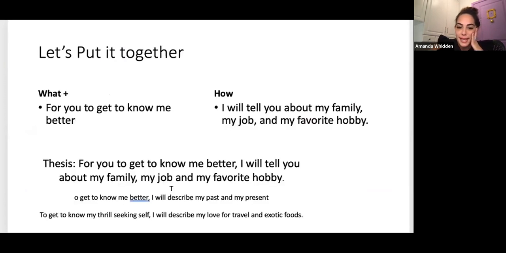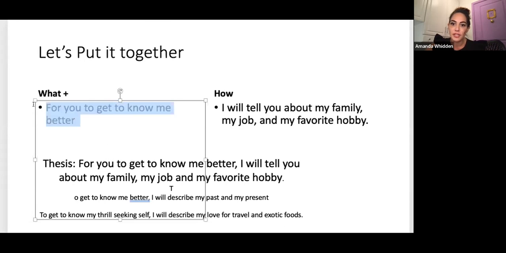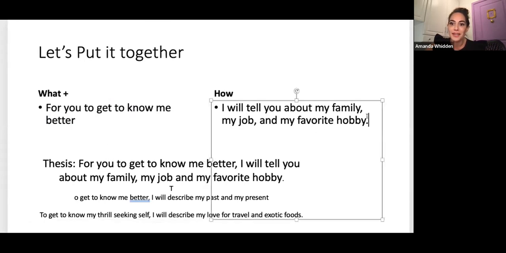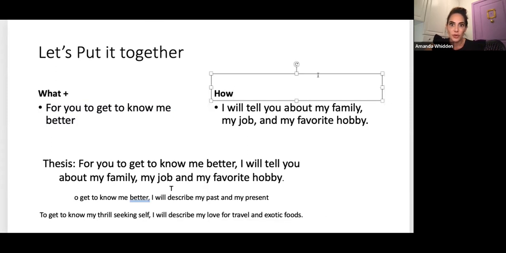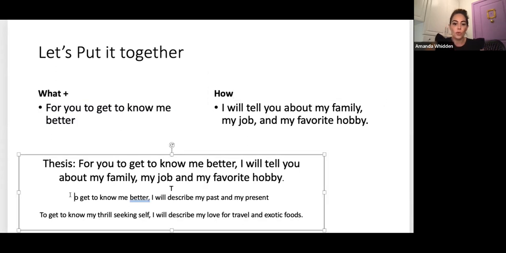If you put that together, a thesis becomes, in my opinion, a bit easier. Something like, for you to get to know me better, I will tell you about my family, my job, and my favorite hobby. That's the way that you could do it. Or if you wanted to say something like, to get to know me better, I will describe my past and my present. Or to get to know my thrill-seeking self, I will describe my love for travel and exotic foods.